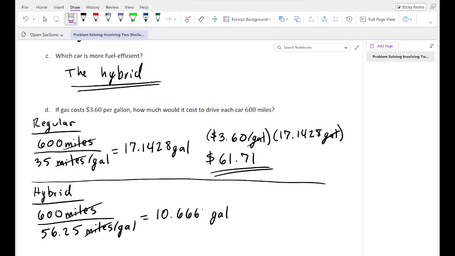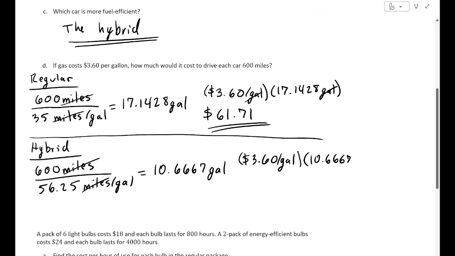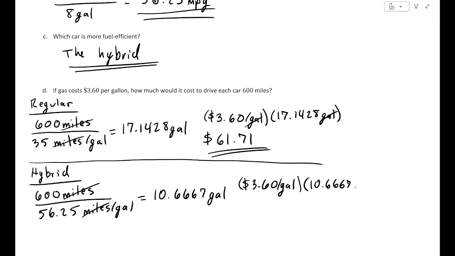That should be a 7. And so I'm going to now do the same thing I did before. I'm going to multiply my cost, $3.60 per gallon, times the amount of gallons I'm going to use, which is 10.6667 gallons.